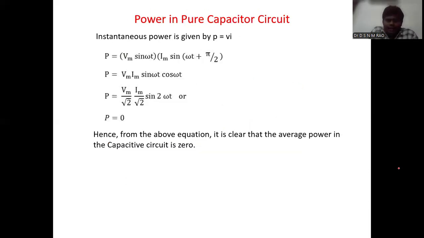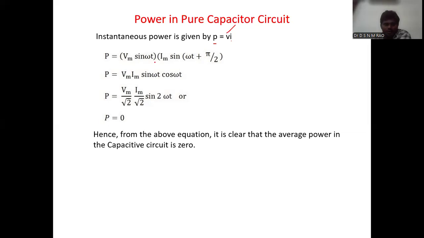Next, we can also calculate the instantaneous power for a pure capacitor which is excited by an AC supply. The instantaneous power is given by small p equals V into I. V is nothing but the reference signal Vm sin omega t. I is the current flowing through the pure capacitor, the derived signal, Im into sin of omega t plus 90. 90 is nothing but pi by 2. So Vm sin omega t into Im into sin of omega t plus pi by 2.